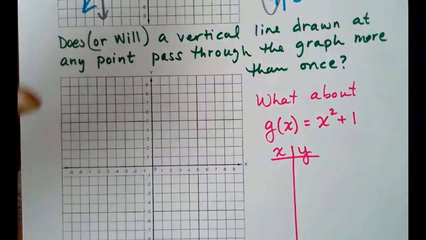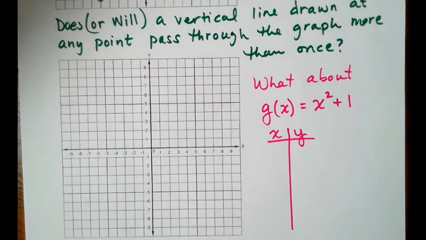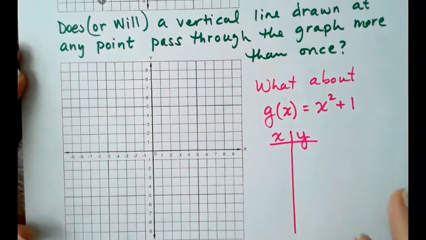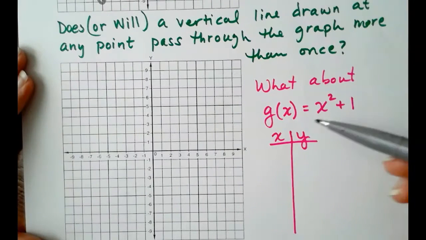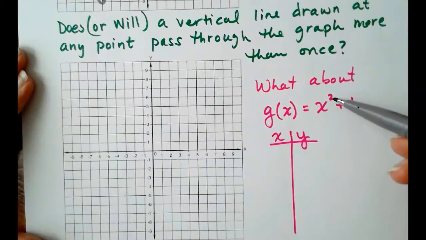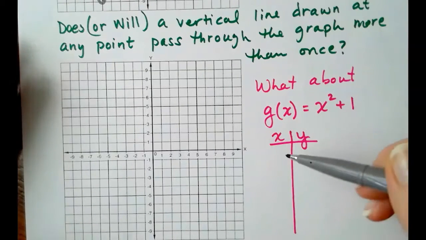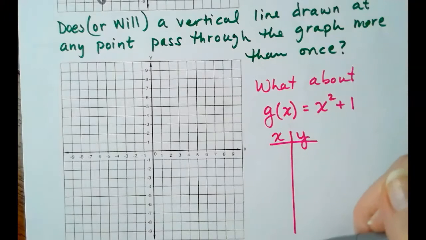Keeping this question in mind, does or will a vertical line drawn at any point pass through the graph more than once? So here's a g function. This g function says square the x value, then add 1. And I don't have any x values input here. We're going to come up with some on our own. And lots of people always ask, well, how do you know what values to plug in for x? Well, in this case, let's just use some that will actually physically fit on the graph.